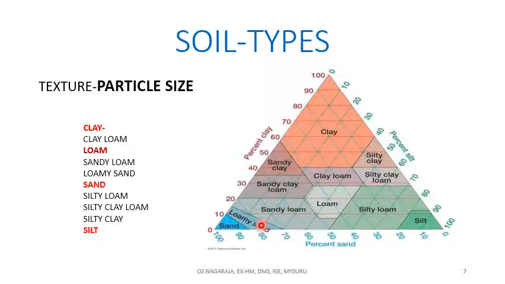And depending upon mixing of these 3 different kinds of soils, we get clay loam, sandy loam, loamy sand, silty loam, silty clay loam, silty clay, and silt. That means depending upon the mixture of these particles, we get different kinds of soils.